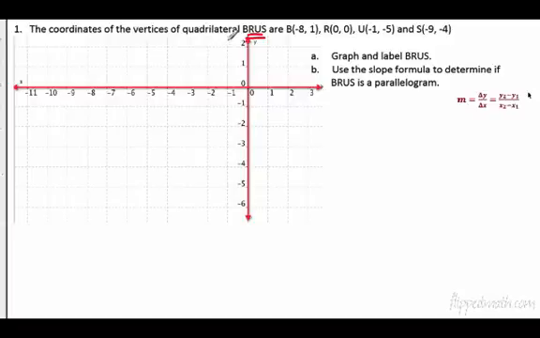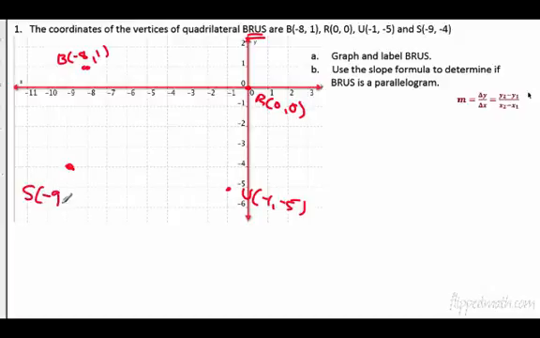All right, the coordinates are B, negative 8, 1. So what you need to do, negative 8, 1. So this is B, graph and label, negative 8, 1. R, 0, 0. All right, so we're going to put an R there and call it 0, 0. U, negative 1, negative 5. So that's down here. U, negative 1, negative 5. And lastly, S, negative 9, negative 4. So that's right here. S, negative 9, negative 4.